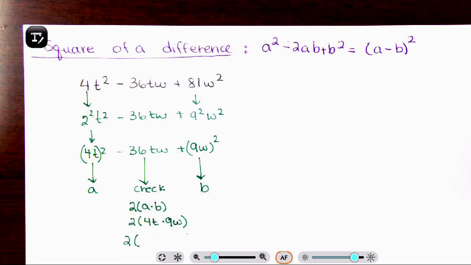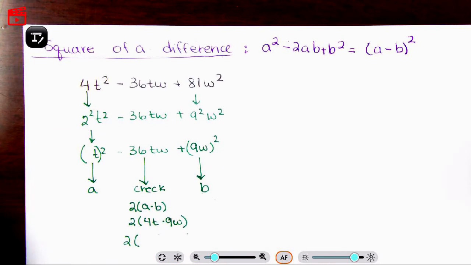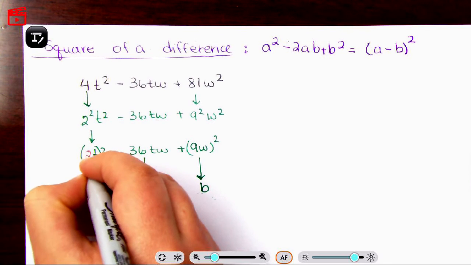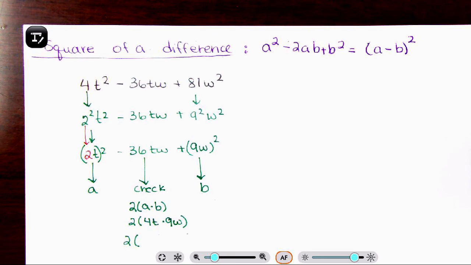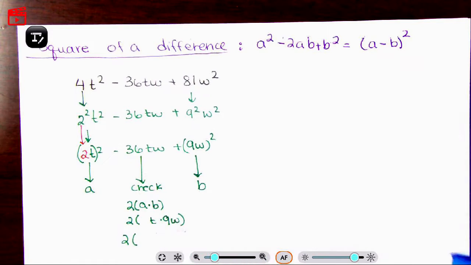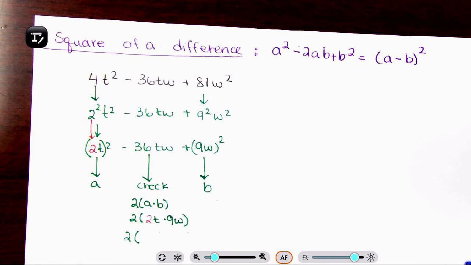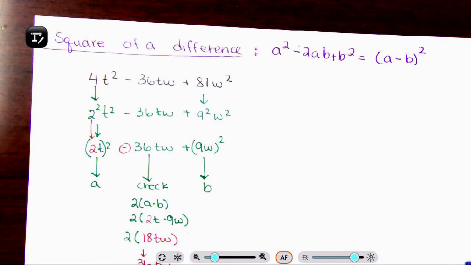Oh, did you guys catch my mistake? I'm like, 9 times 4 is 36. Something's wrong. I did 4t instead of 2t. This should be 2, and the reason it's 2 is because 4 is 2 squared. So this 4t should be a 2t. There we go. That means I have 18tw, and 18 times 2 is 36tw. And I still have my minus here, and I still have my minus there.